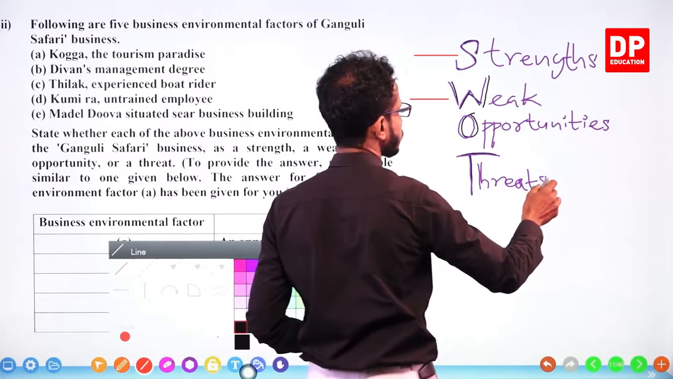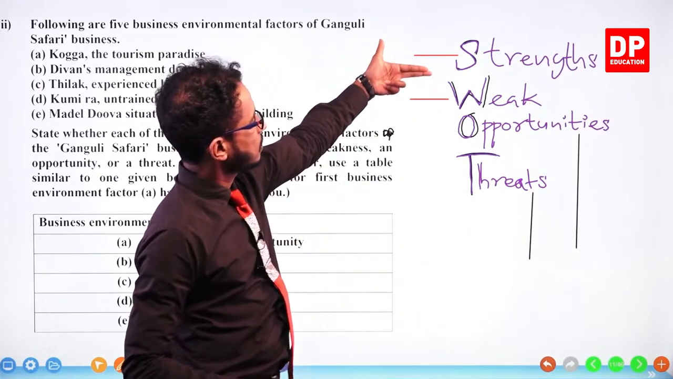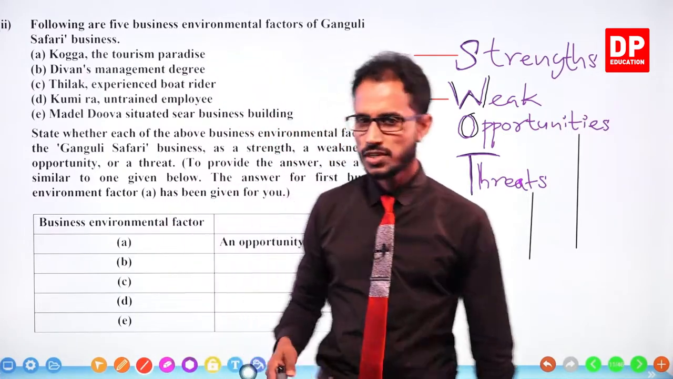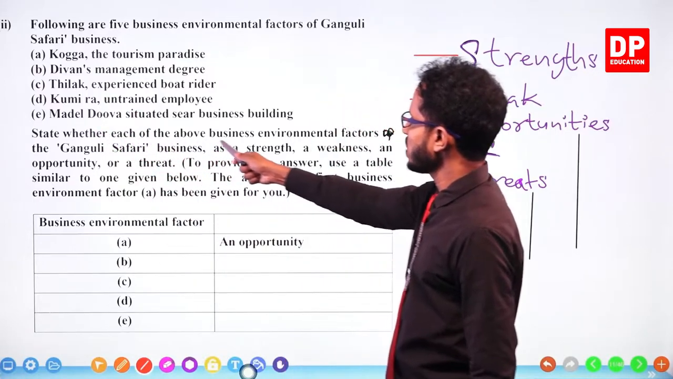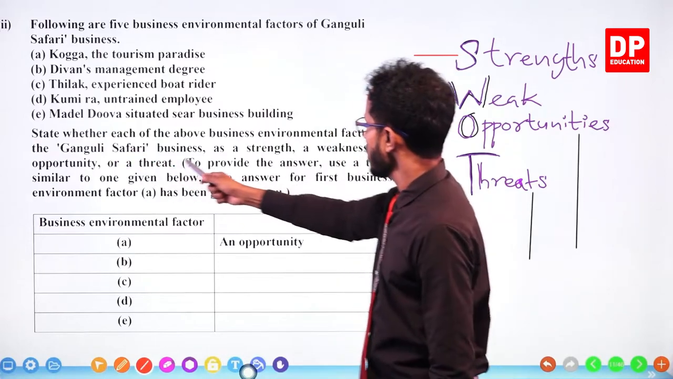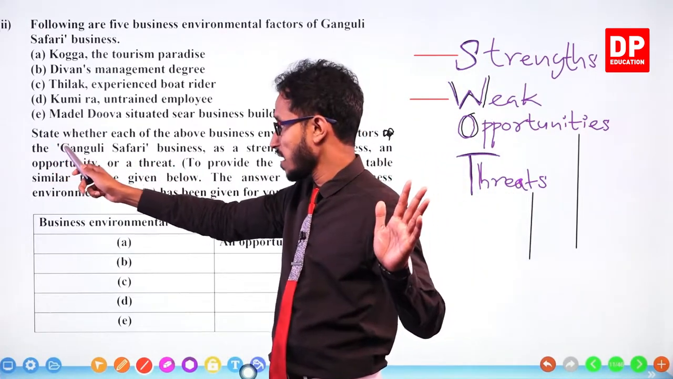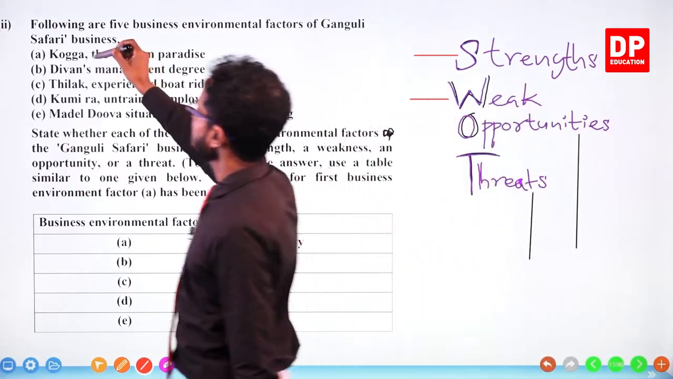These are external. These are internal. Strengths and weaknesses are internal; opportunities and threats are external. No need to go further, right? Just write whether each of the above factors are strengths or whether they are weaknesses. Otherwise, are they opportunities or threats? Got it?